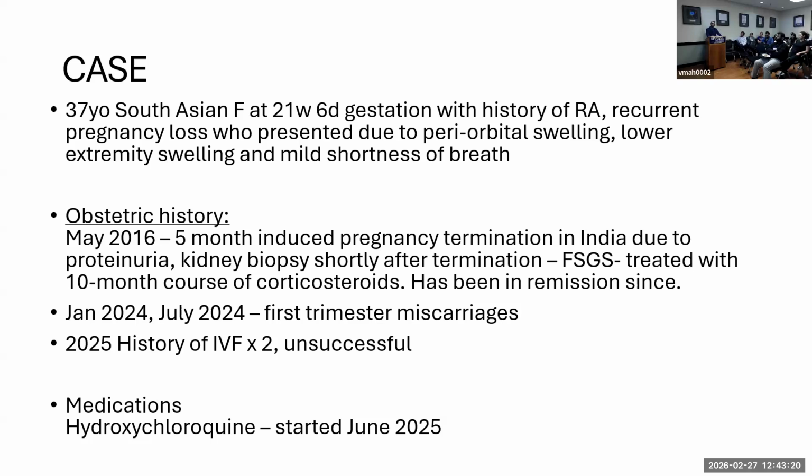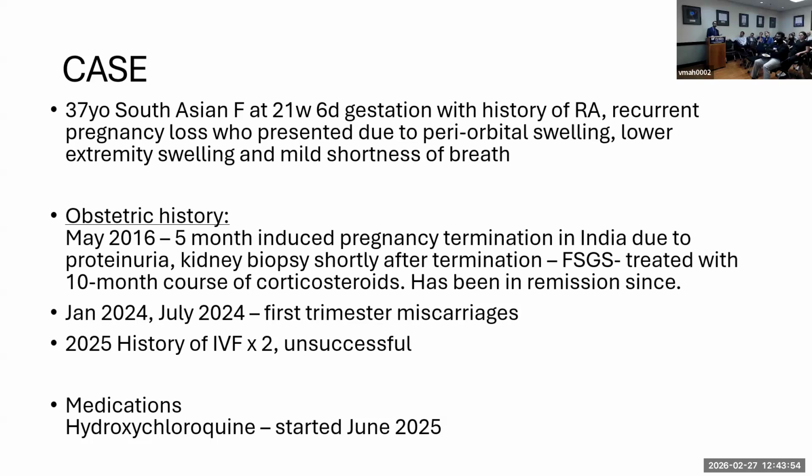Now, for obstetric history, in May of 2016, she had a 5-month induced pregnancy termination in India due to proteinuria. We obviously don't have a lot of details about this. A kidney biopsy done shortly after this termination showed FSGS. She was treated with a 10-month course of steroids and she's been in remission since. All I had for this kidney biopsy was a picture on the husband's phone, with the bottom line being FSGS. So not a whole lot more information there.